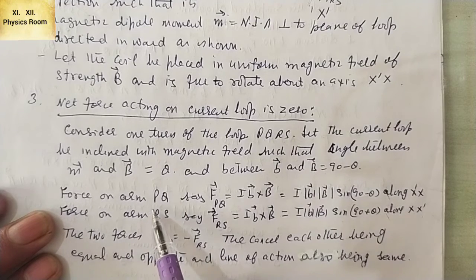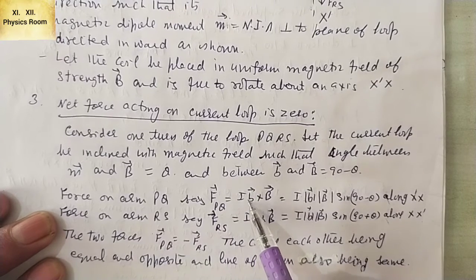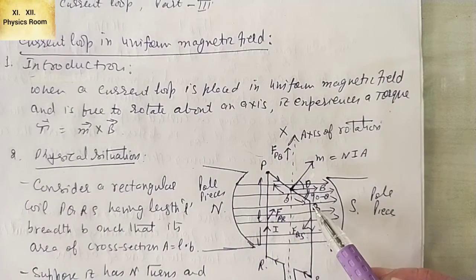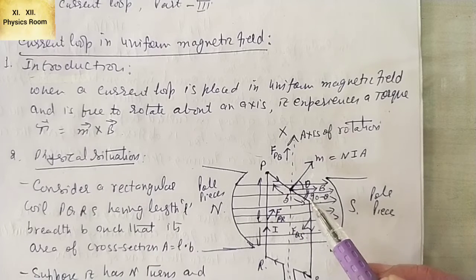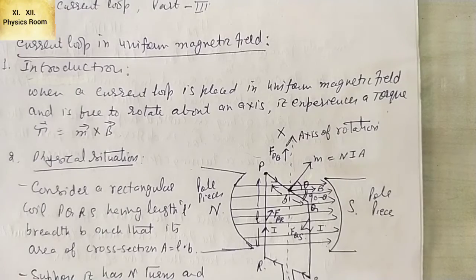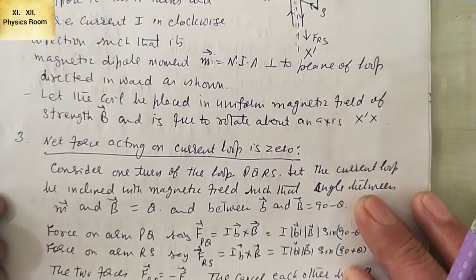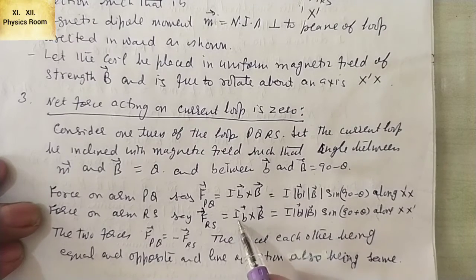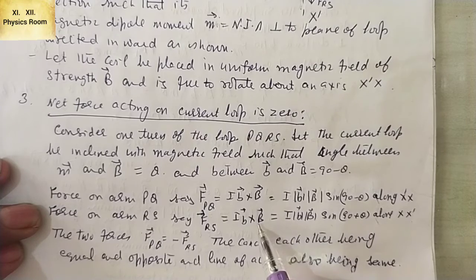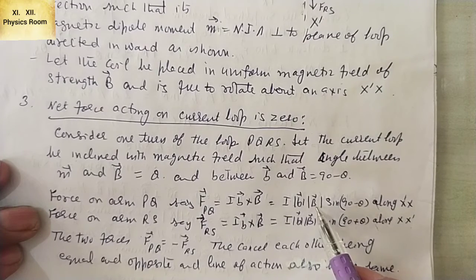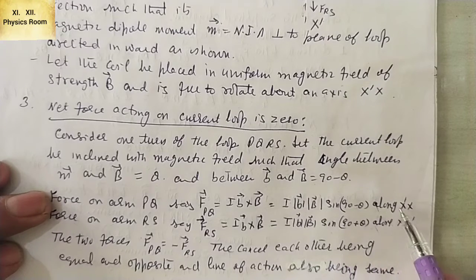Now force on arm PQ, say FPQ, that is equal to I b cross B, because a current carrying conductor when placed in uniform magnetic field experiences a force equal to I L cross B. Now similarly, force on arm RS, say FRS, will also be equal to I b cross B. Here I b cross B means I mod b mod B sine 90 minus theta, and it will be along x dash x.